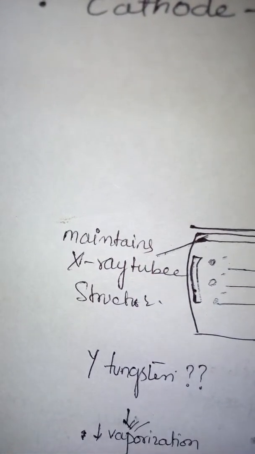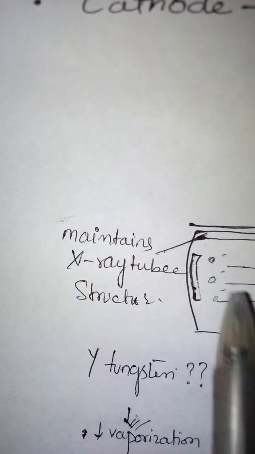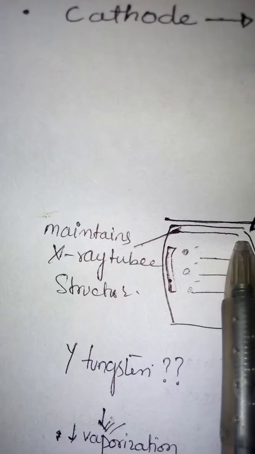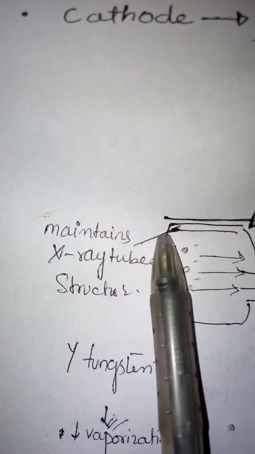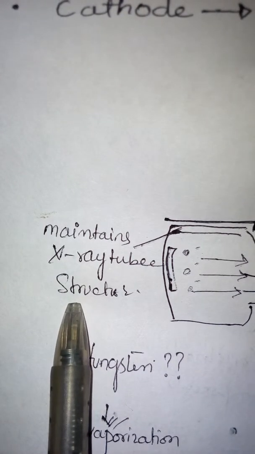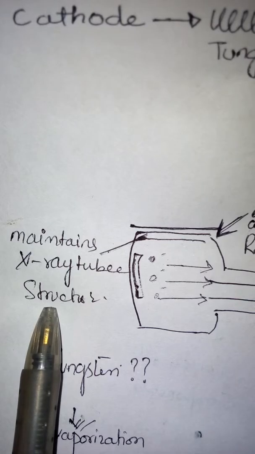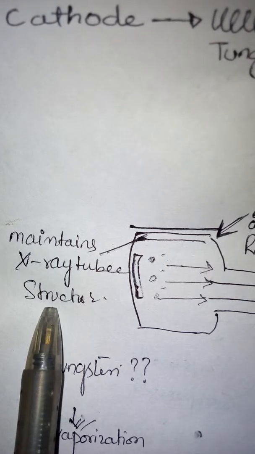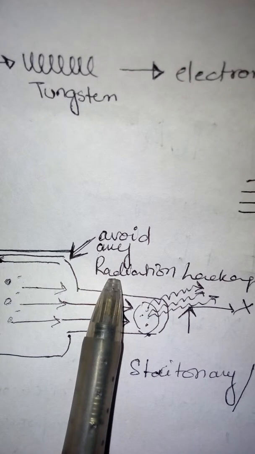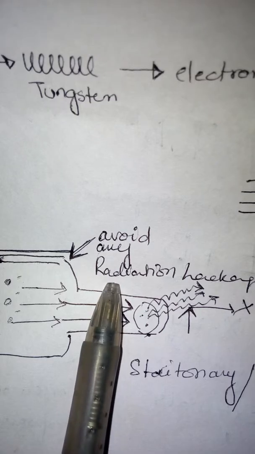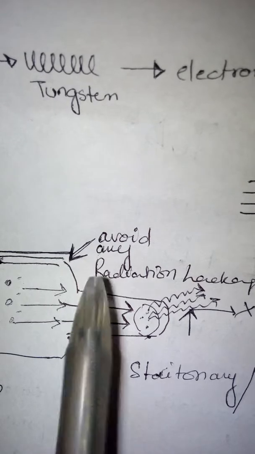Now, let us check what structures have what functions. First of all, we'll see the glass or metal enclosure. The glass or metal enclosure basically maintains the structure of the X-ray tube. Mostly Pyrex glass is used to form the X-ray tube as it can sustain high temperatures. We have lead shielding or lead enclosure around the X-ray tube, which is basically to avoid radiation leakage from the X-ray tube.